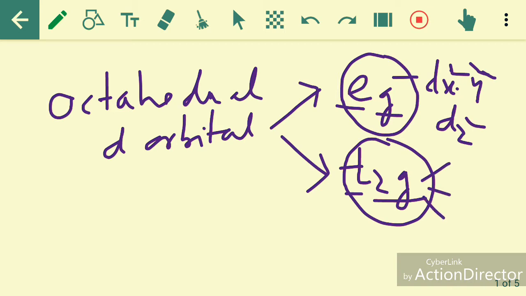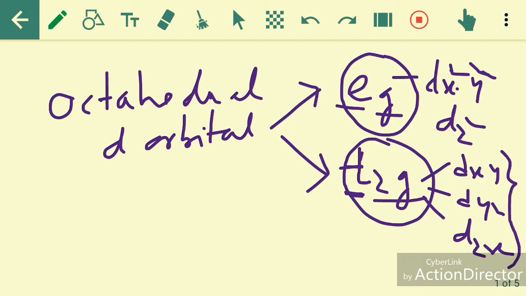And under t2g, dxy, dyz and dzx orbitals. So what do we mean by this T? T is used for triply, meaning there are 3 orbitals, dxy, dyz and dzx. So there are 3 orbitals; 3 orbitals means triply, so we use the term T. And here only 2 orbitals are there, dx square minus y square and dz square, meaning 2.